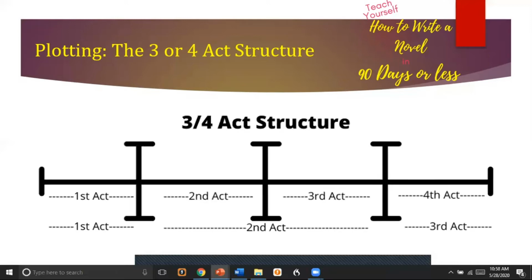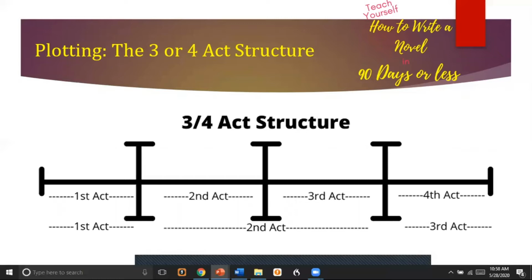So, the difference between the 3 and the 4 act structure. Usually people talk about the 3 act structure, right? The first act is the first 25% of the story. The second act is 25 to 75%, so it's kind of the middle 2 sections. And then, of course, the third act is the last 25% of the story.